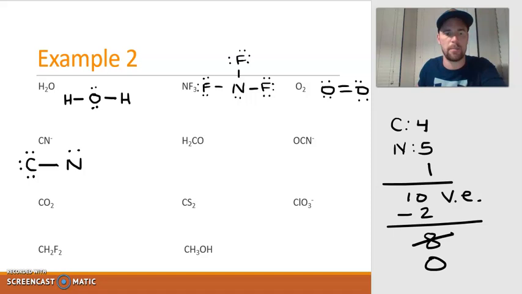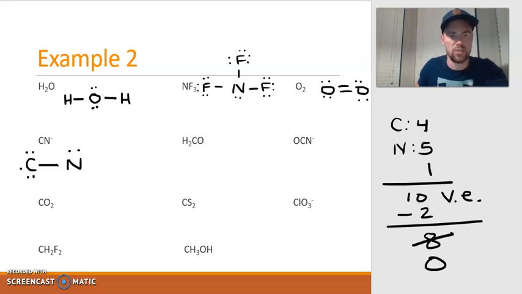I'm down to 0. I can't place any more electrons on here, but as you can clearly see, nitrogen is not satisfied, right? Nitrogen only has 4 electrons around it, which is 2 here and 2 here. It wants 8. So what we need to do is start pulling electrons from carbon and putting them in the middle here.